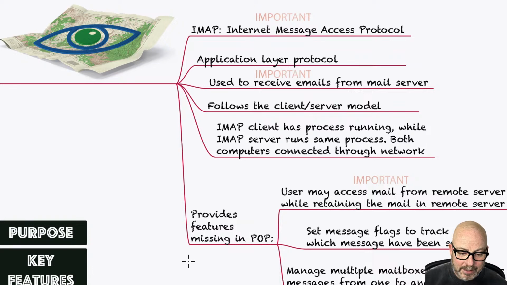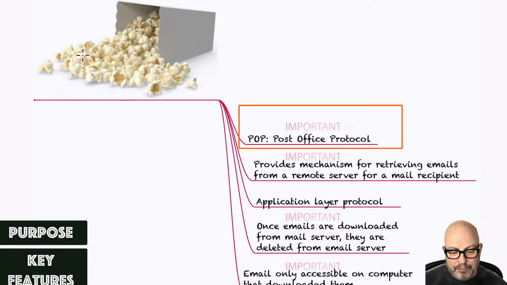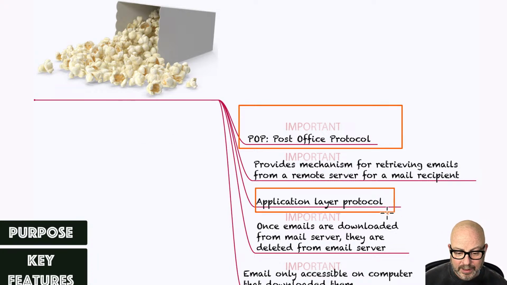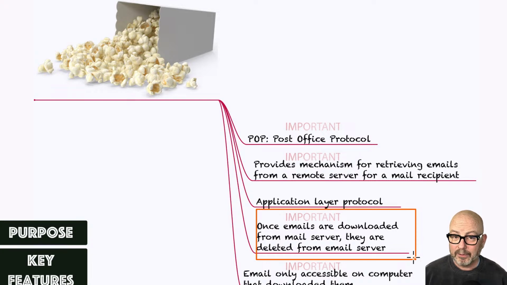And you can see now why I went back to this, because there's quite a lot of technical data involved here. This is POP, and this won't take very long. It's called the Post Office Protocol, and it provides a mechanism for retrieving emails from a remote server. Notice again, it's an application layer protocol, sitting on the same layer as the other mail protocols we've just discussed. And here's the important difference. Once the emails are downloaded from the mail server, they are deleted from the email server forever. Well, forever is a bit dramatic, but it's true. They're just deleted. They're not there anymore.